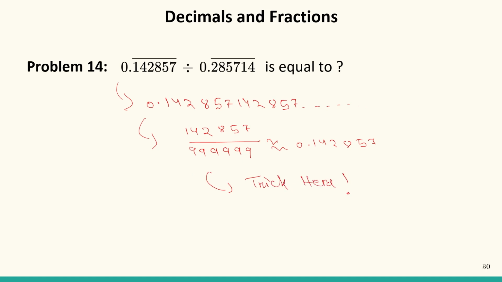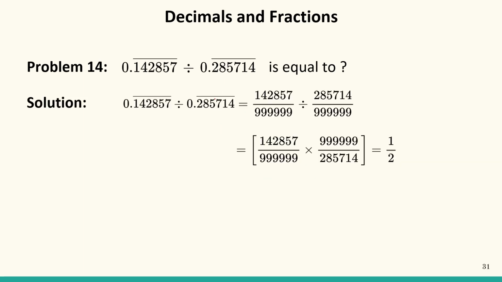We can do the same for this one. What will be left with us is this number divided by this number, so we take the reciprocal and multiply. We took the reciprocal of this number and multiplied with this. These two cancel each other out, so we are left with this into this. This is nothing but 142,857 into 2, which is 285,714. That is why this is equal to this, which is actually equal to 0.5 in decimal form. So this is the final answer.